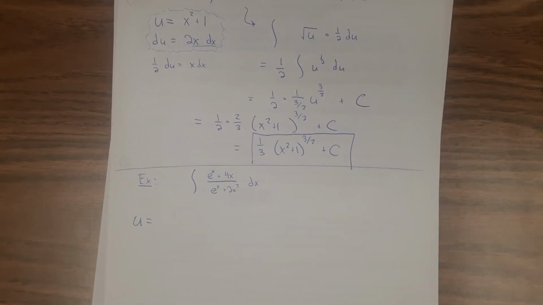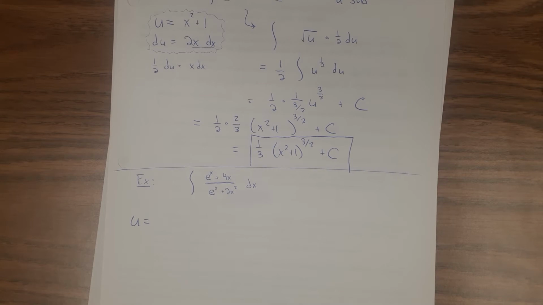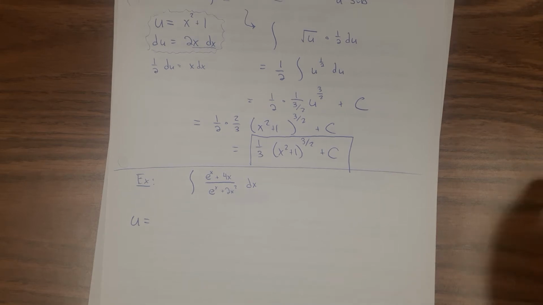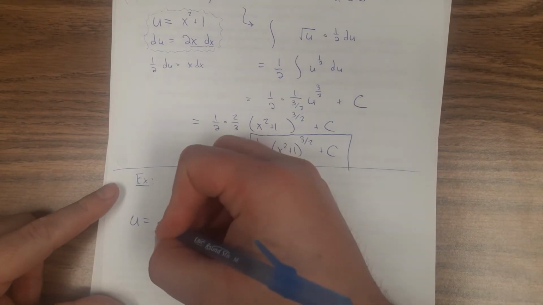What should u be? My advice for choosing u last time was to choose it to be the inside of some other function. And it's all kind of part of the same advice, but if you see fractions and you see a function that's on the bottom of a fraction, that's often a good choice for u. So let's try that.